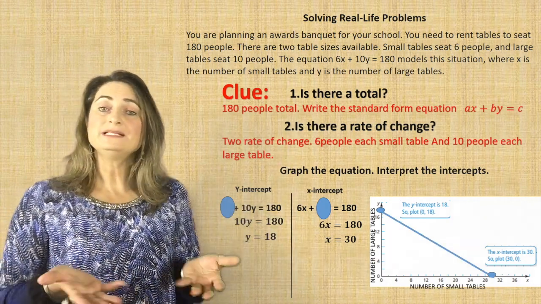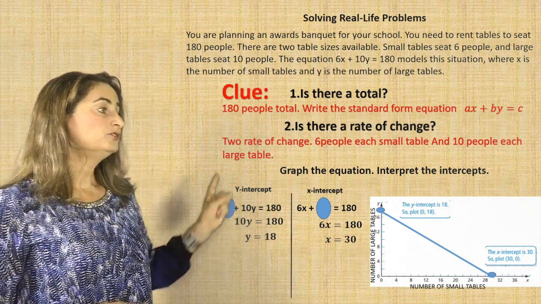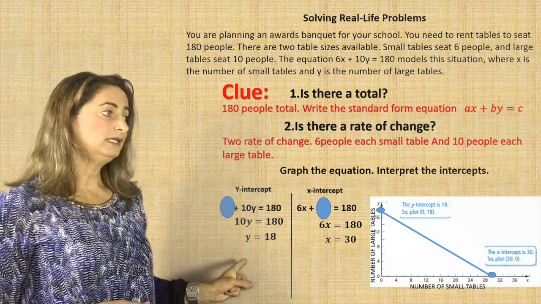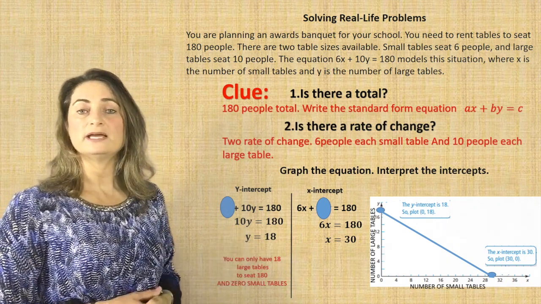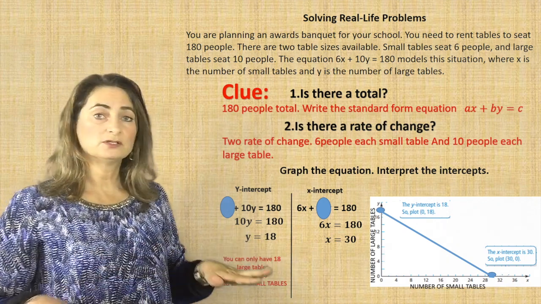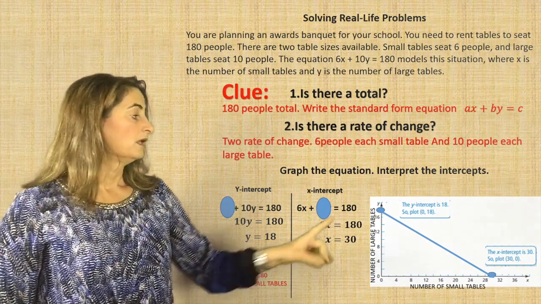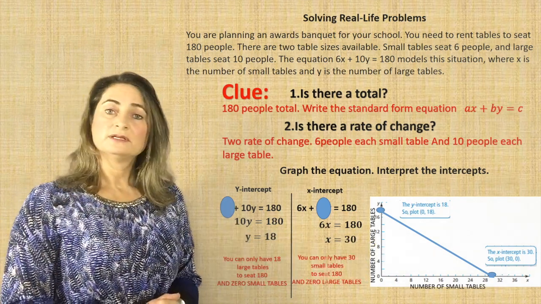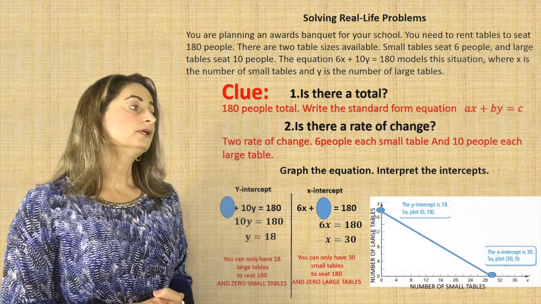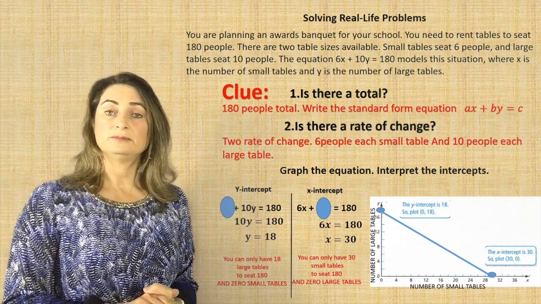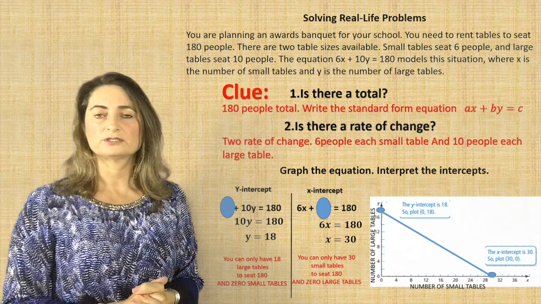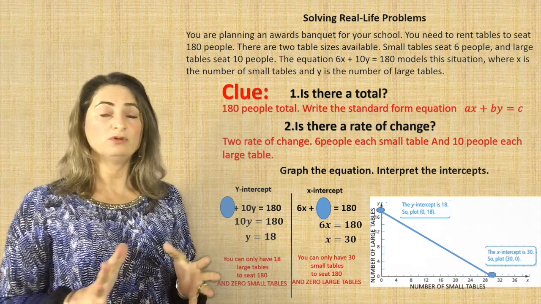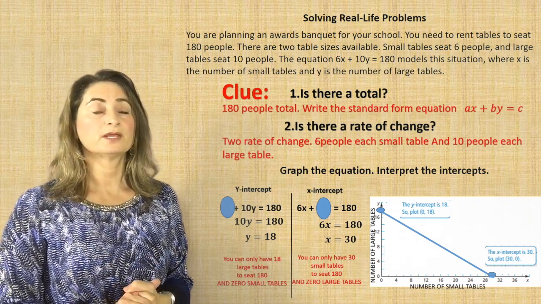Now, interpret means explain. To interpret the y-intercept, it means that you need 18 large tables to seat the 180 people and 0 small tables. The x-intercept means you need 30 small tables to seat 180 people, and 0 large tables, because that will fit the 180 people.